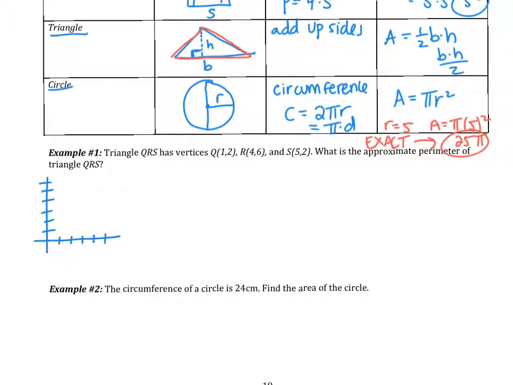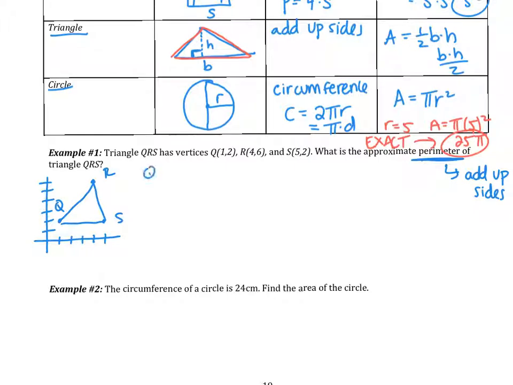So Q is the point 1, 2. R is 4, 6. And then S is 5, 2. Okay, so this is the triangle that we are looking at. We need to find the perimeter of that triangle. Perimeter of a triangle from above, we need to add up the lengths of the sides. That means we have 3 sides we need to find. We need to find QR, we need to find RS, and we need to find QS.